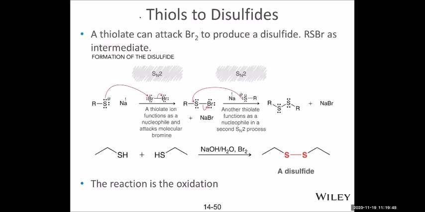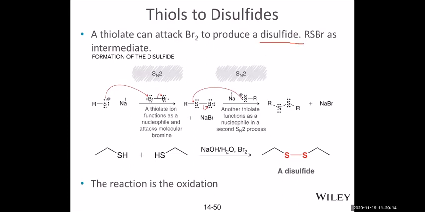Thiols in real life have a very unique reaction because sulfur compounds have a lower electronegativity. So sulfur easily loses electrons. If the sulfur compound loses electrons, it can form bonds. So here, thiol compounds can form disulfides.